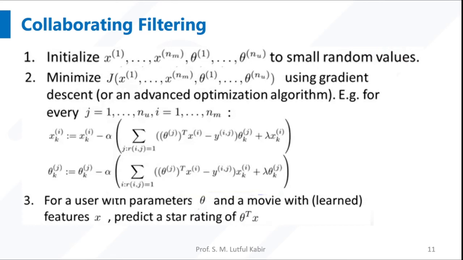And finally, for a user with parameter theta and a movie with learned feature x, predict a star rating of theta transpose x. Similarly, previously it was the same thing, theta j transpose multiplied by x i, a similar equation. If you want to find all the predicted values, you just multiply the matrix theta transposed and then matrix x. So that actually concludes the collaborative filtering algorithm.